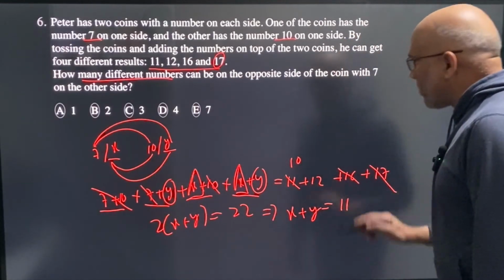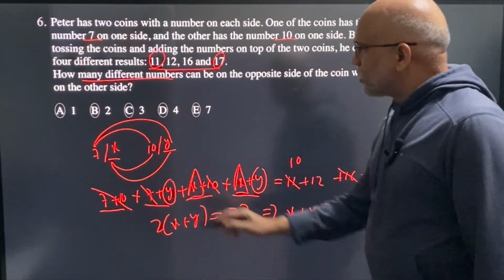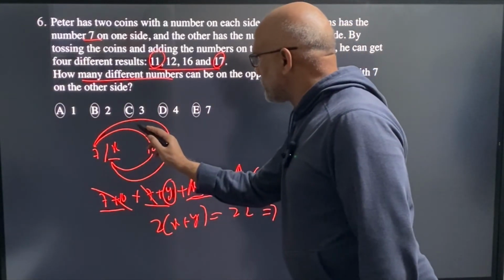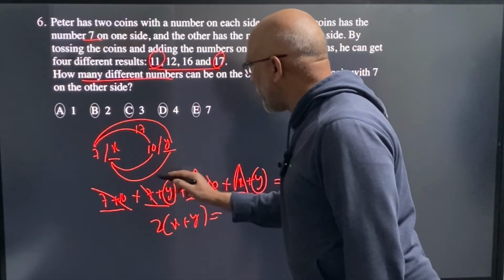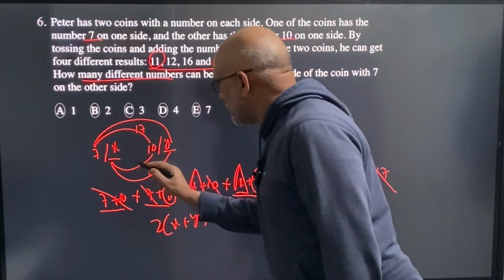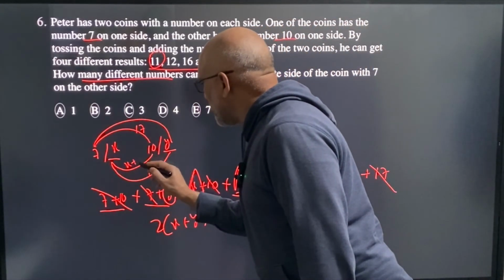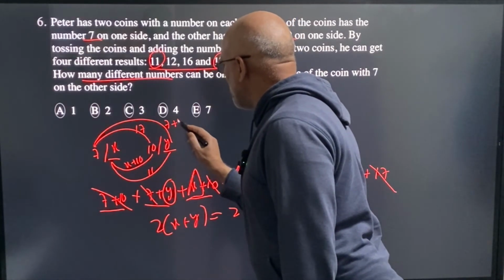All right, so x plus y is 11. So that is the other sum, right? I know 7 and 10, so this is 17. This is x plus y, I just figured out, that is 11. So this sum is x plus 10, and this is 7 plus y.